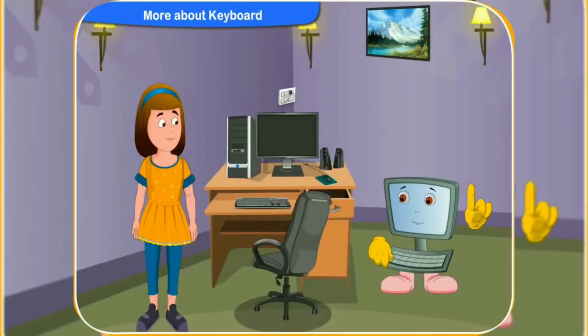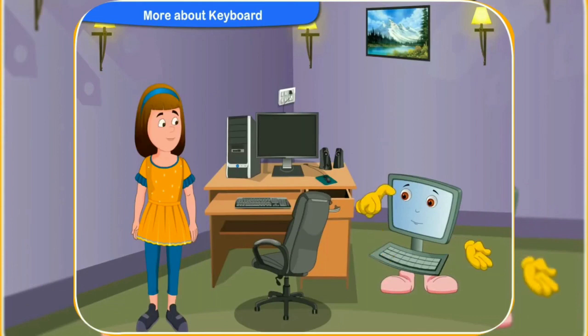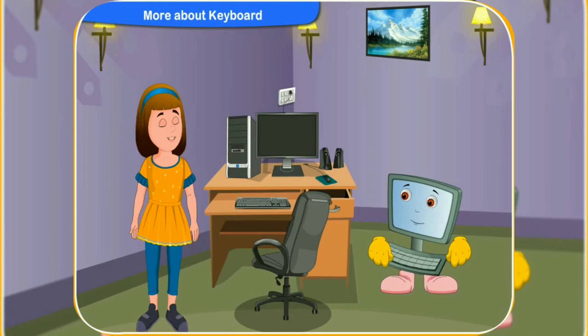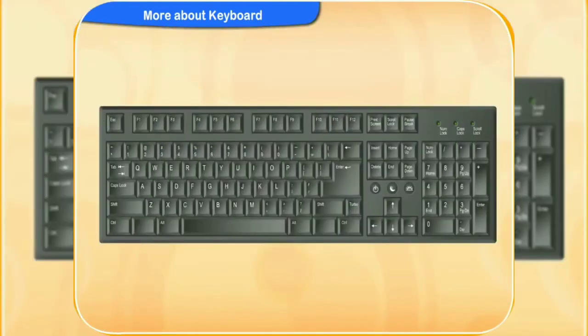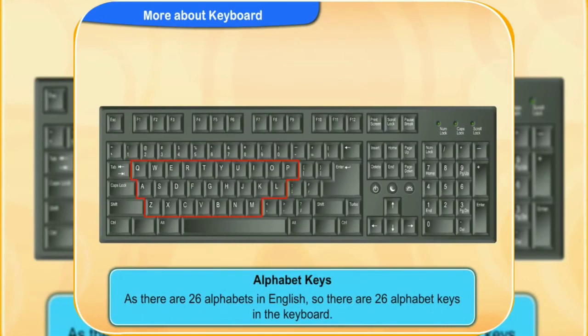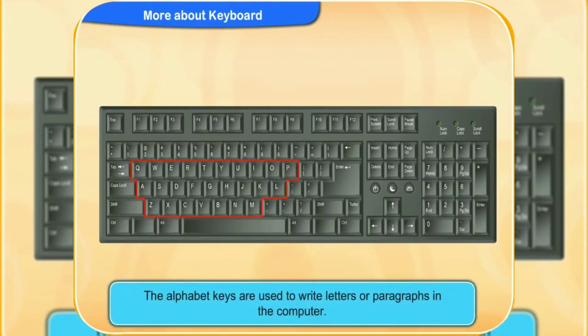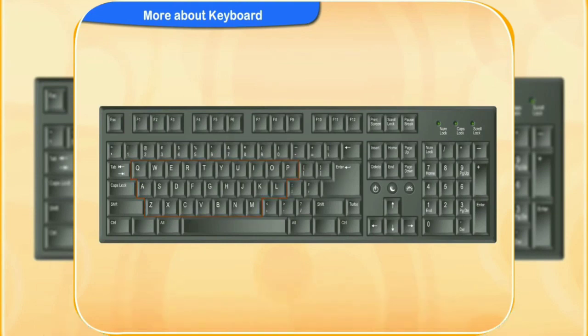Rennie, do you know how many alphabets there are in English from A to Z? I think there are 26 alphabets in English. You are right, Rennie. As there are 26 alphabets in English, there are 26 alphabet keys on the keyboard. The alphabet keys are used to write letters or paragraphs in the computer.